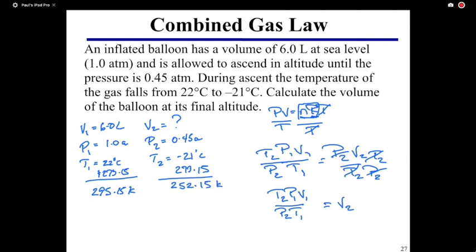The temperature 252.15 times the pressure 1, which is 1, times the volume 1, which is 6, divided by, this is atmospheres, this is liters, pressure 2, 0.45 atmospheres, so atmospheres cancel out, times T1, 295.15 Kelvin. Kelvin cancels out, and I'm left with a unit of liters. All right.